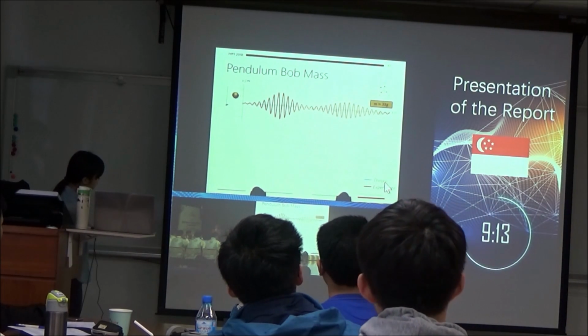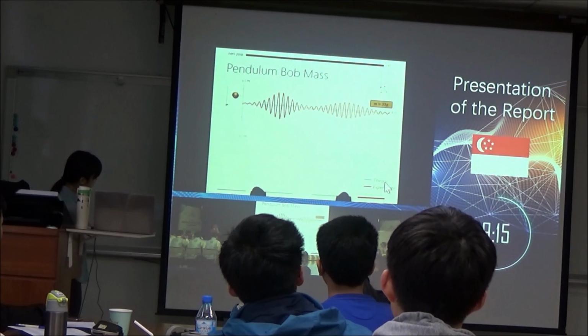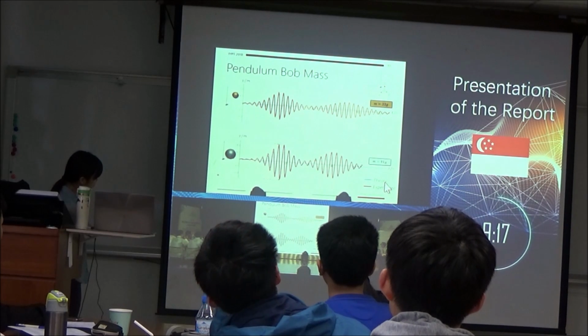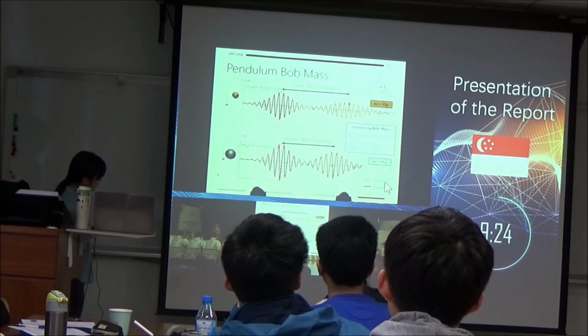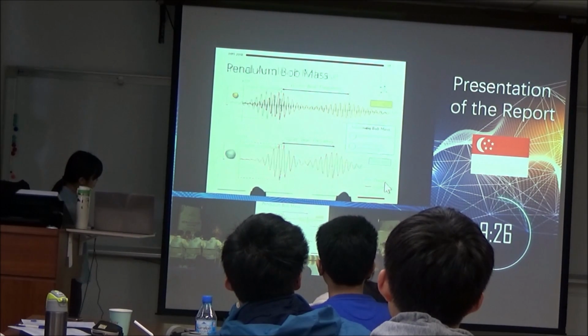As we vary the mass of the pendulum bob, we note that the amplitude of oscillations increases due to increasing total energy in the system. The beat frequency also increases as a result of increasing rate of energy transfer in this system.